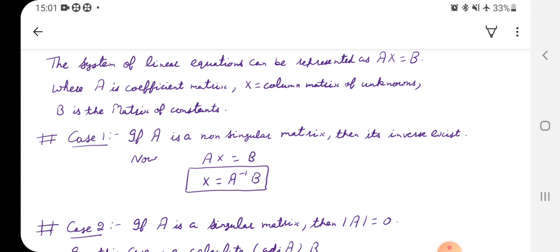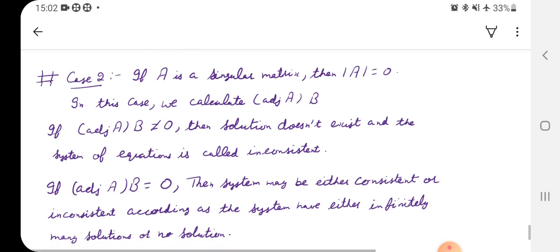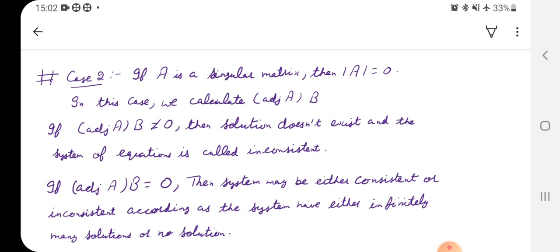Compare their corresponding elements. You will get your values of X, Y and Z, or whatever other unknowns are required in the X matrix. Clear? Next is case 2. Now how to find the solution of a system of equations whenever the matrix is singular. If the matrix is singular, the inverse will not exist. If the inverse will not exist, then how do we find the solution of the system of equations?